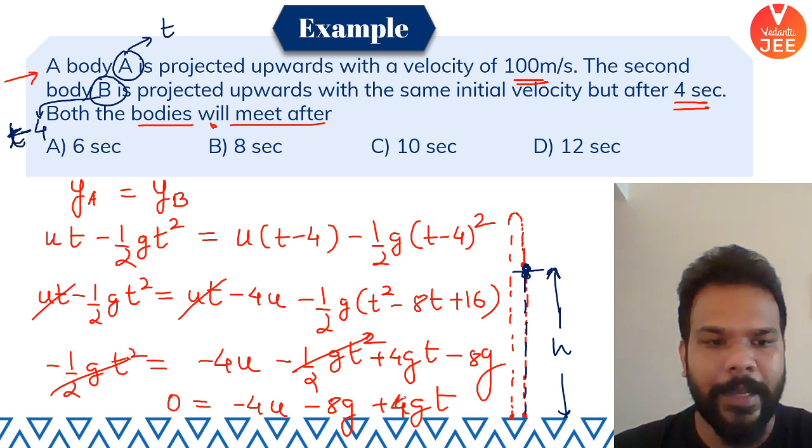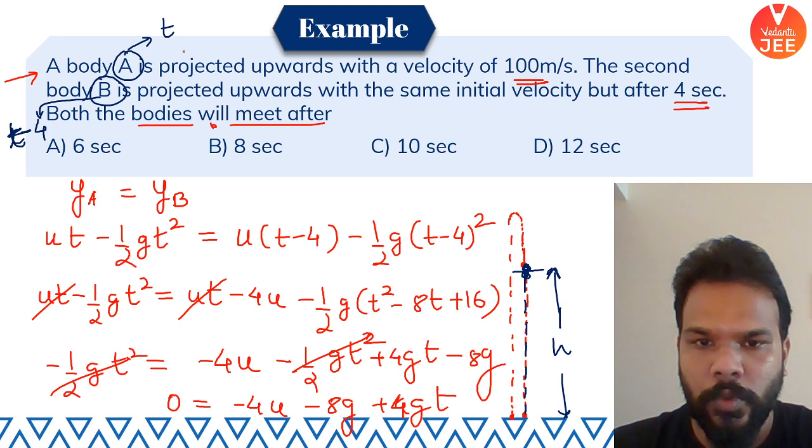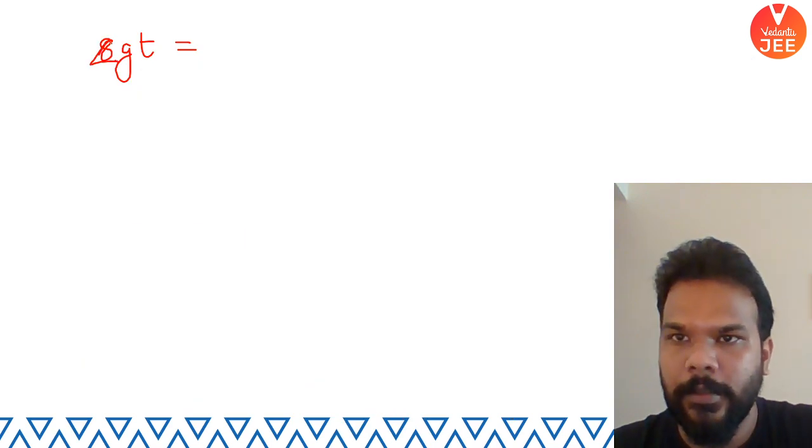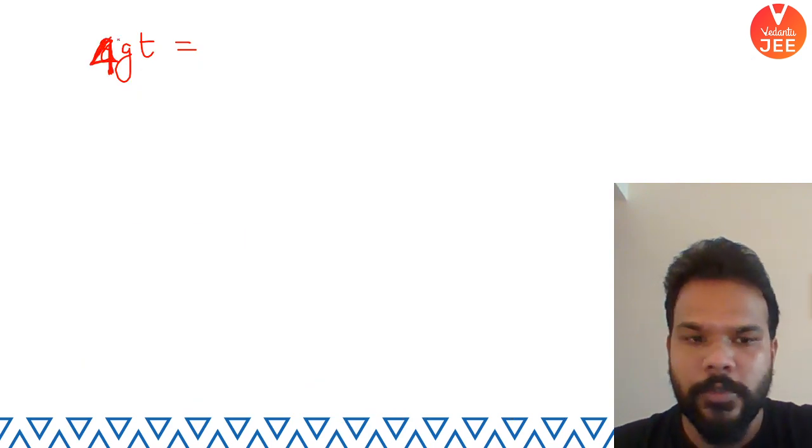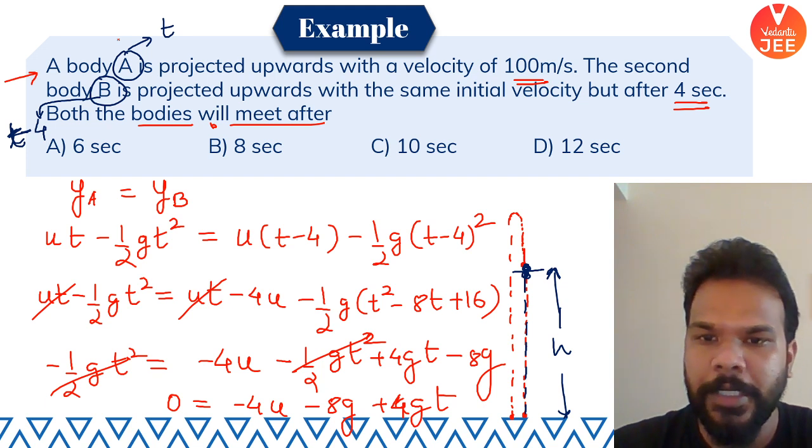So let's find out the value of t here. So I have 4gt, it is. So 4gt is equal to 8g plus 4u.